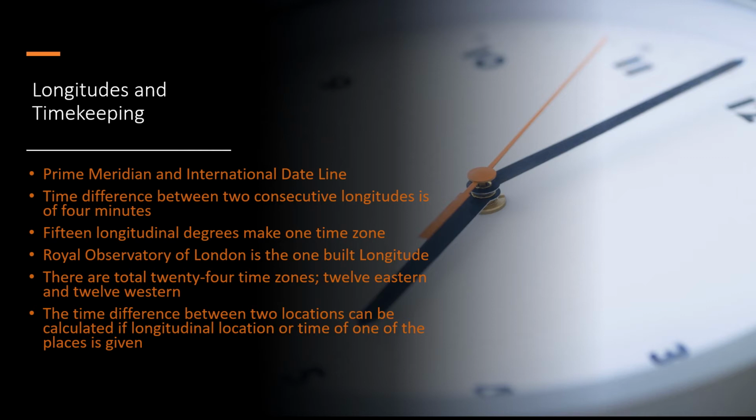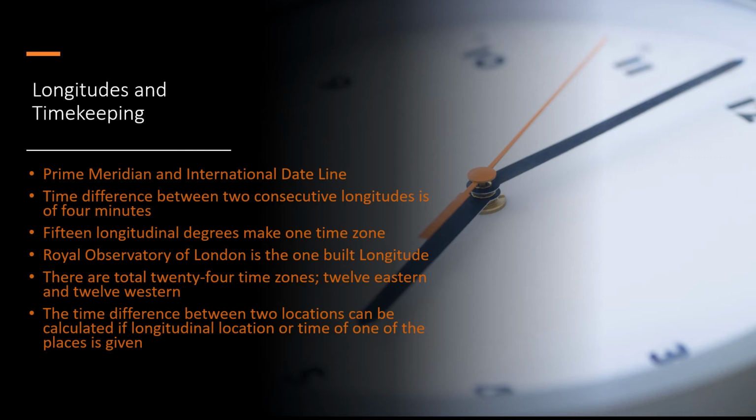And we have discussed this fact also, that it takes 4 minutes for 1 degree of longitude to pass in front of sun with the spinning speed of Earth, and that makes 15 degrees of longitudinal lines pass in front of sun, and they take 1 hour or 60 minutes to pass in front of sun.